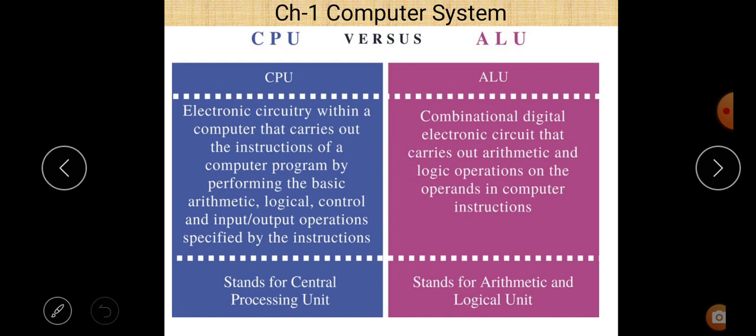So we can also write the functions of control unit in CPU also. That means, as we know, that control unit controls the entire operation of the computer system. So CPU controls the entire operation of the computer system. In broad aspect we can say that, while ALU performs only the arithmetical and logical operations.